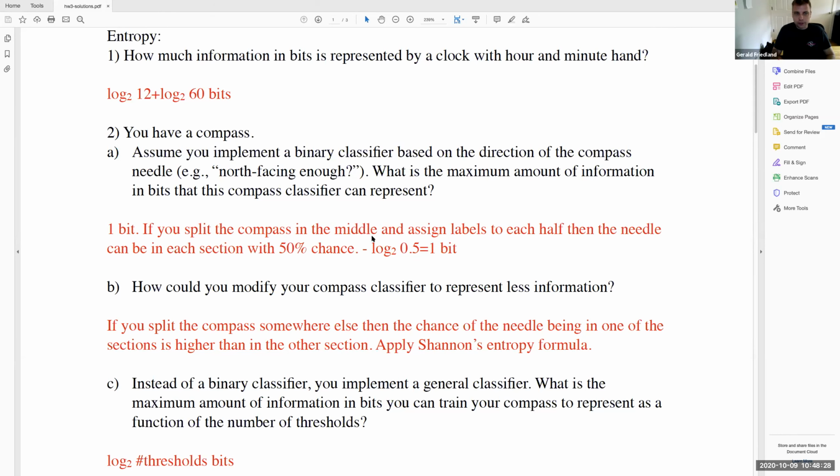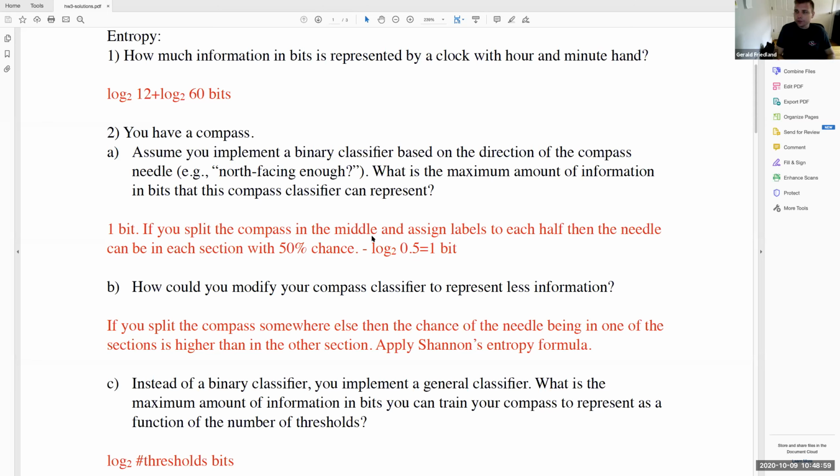You have a compass. Assume you implement a binary classifier based on the direction of the compass, right? So you're saying the needle is north facing enough, okay? So you basically build something that stops if you're not going north enough, but will go forward if you are north enough, right? So it will turn and then go forward. And so you have a classifier that looks at the compass and says it's north facing enough. And now the question is, what is the maximum amount of information in bits that this compass classifier can represent?